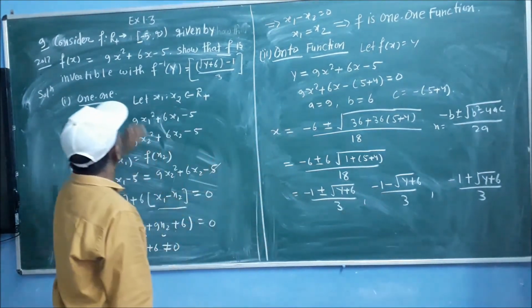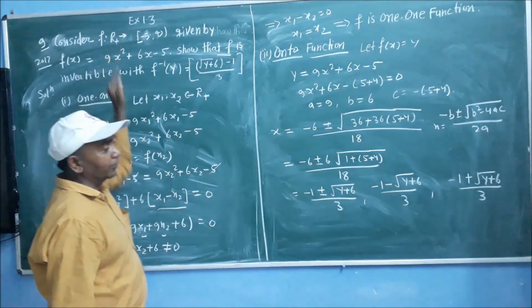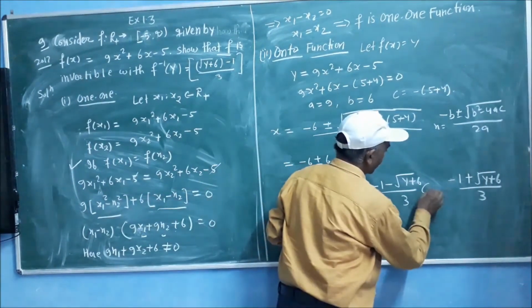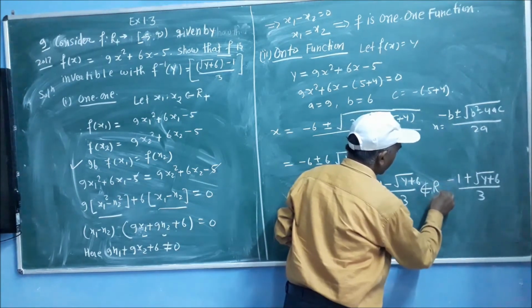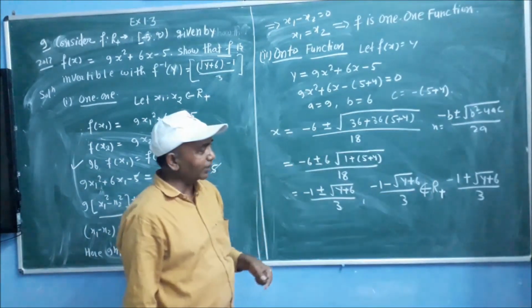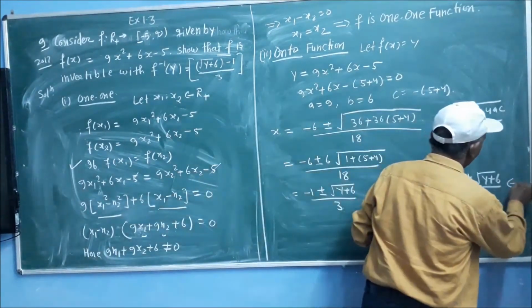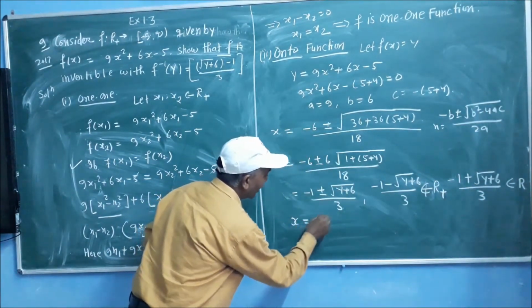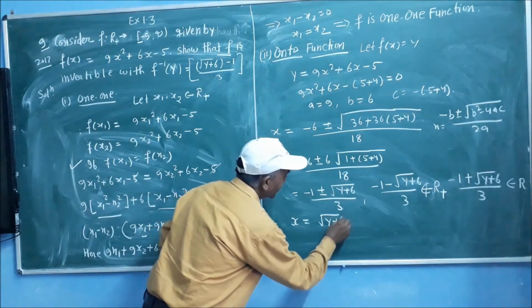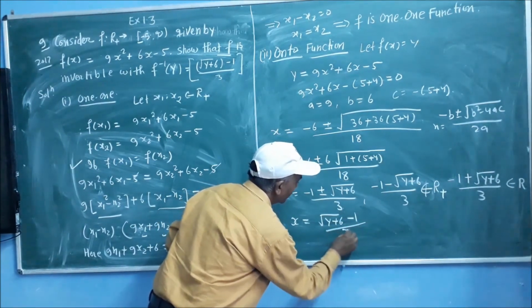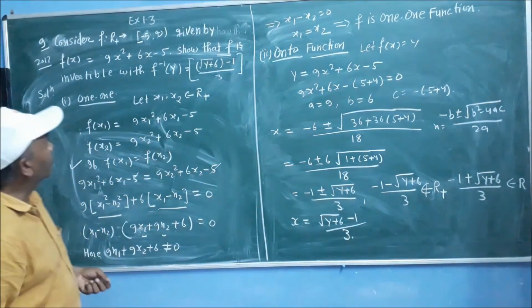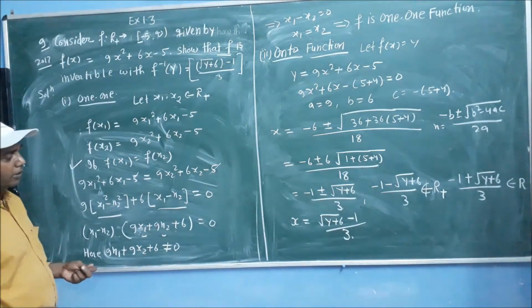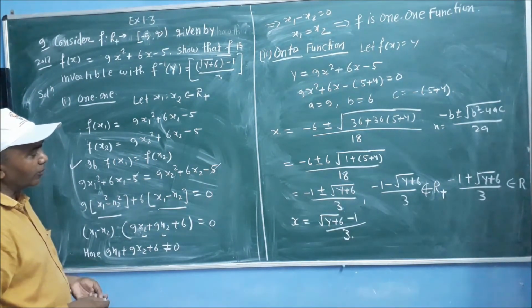So what you will see? Here you have to take R plus as positive. So this does not belong to R plus, this does not belong to R plus. That means we can say that this belongs to R plus. That means x must be equal to (under root (y plus 6) minus 1) upon 3.